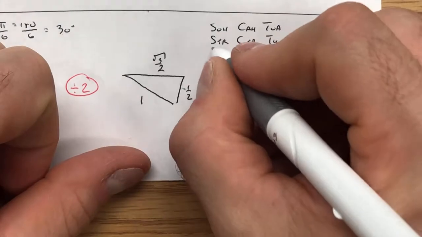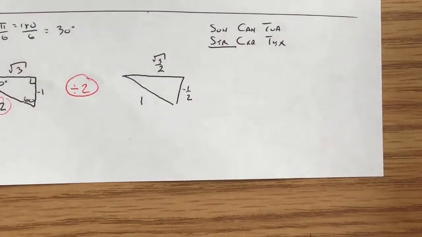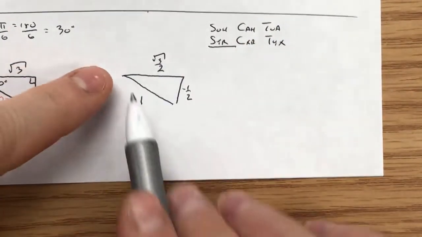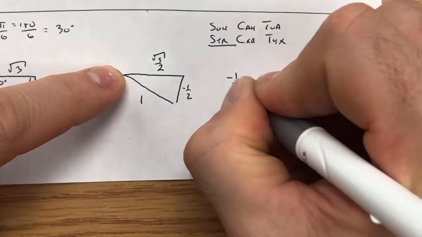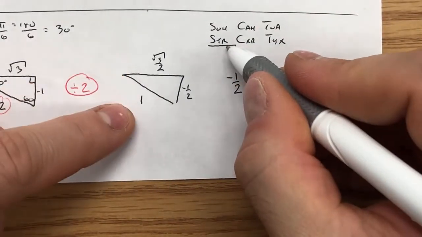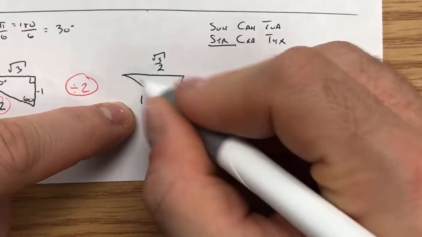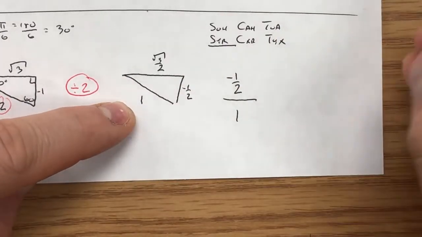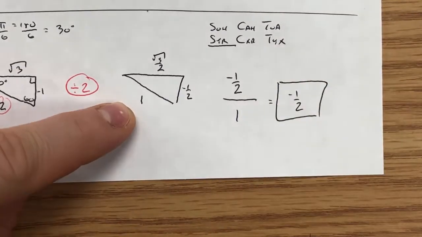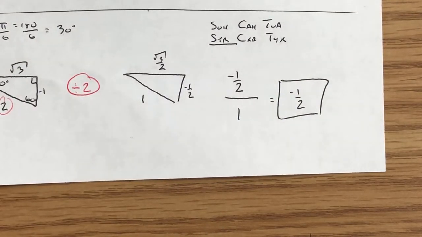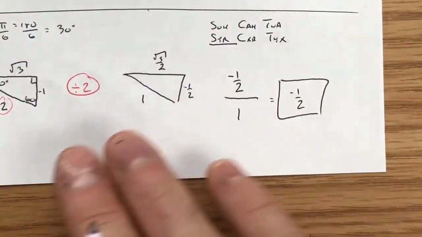So the sine, I'm either looking for the y value over the radius or the opposite over the hypotenuse, whichever one. Opposite is this, which is my y value, over the radius, which in this case is going to be 1, or the hypotenuse, which is also still just going to be 1. So negative 1/2. There we go. So that is number 79.